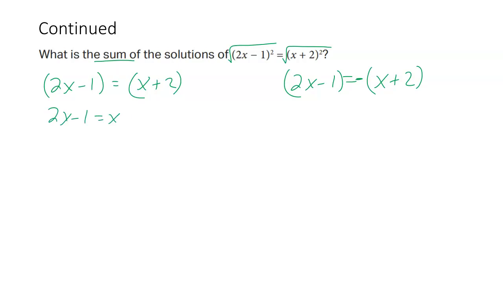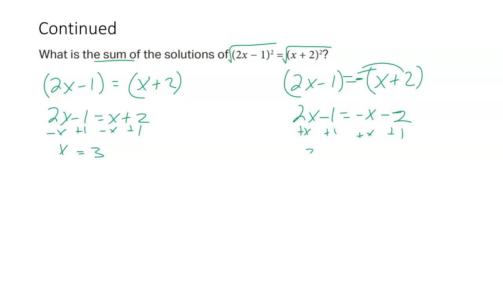2x minus 1 equals x plus 2. We'll subtract x and add 1. Sorry, I'm going fast. I'll leave this up when I'm done. Here we got to distribute. Minus 2. Add x to both sides. Add 1 to both sides. So we get 3x equals negative 1. So x equals negative 1/3 and x equals 3.